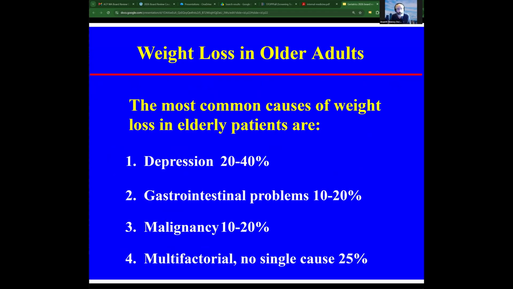And I know we're all taught, as internists, to think about those serious systemic illnesses: autoimmune diseases, malignancies, hematologic malignancies. But really, depression and GI problems are more common. And then often it is multifactorial, where it'll be a smattering of these different causes.